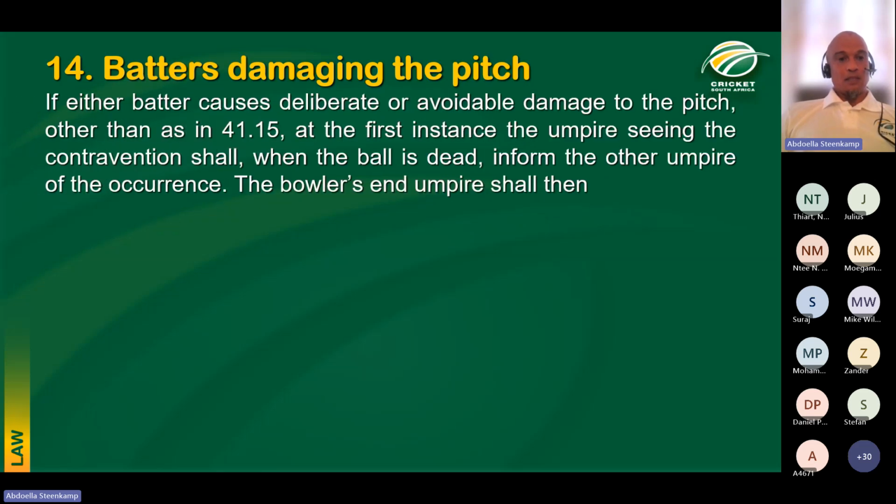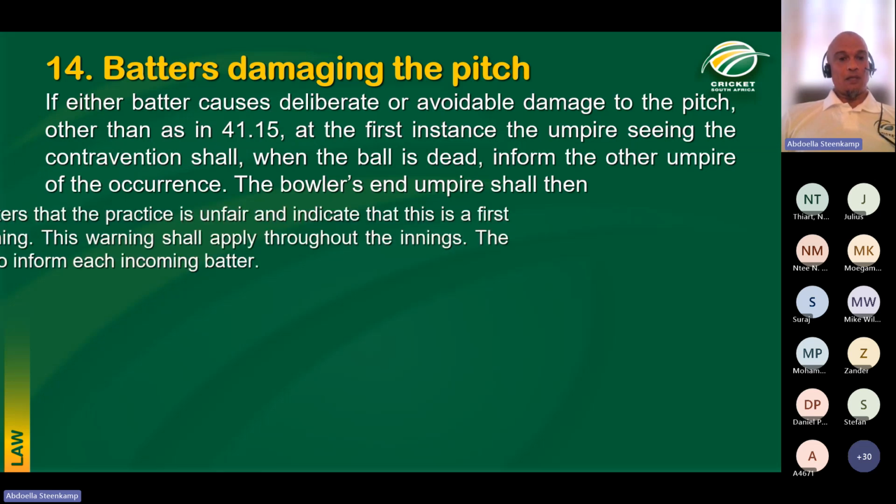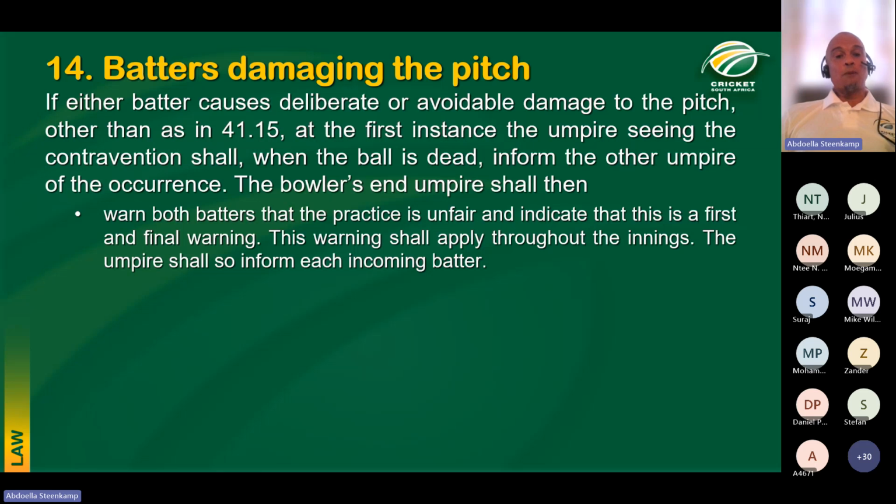So what happens if either batter causes deliberate or avoidable damage to the pitch? At the first instance, the umpire seeing this, when the ball is dead, informs his or her colleague that the batters caused deliberate and avoidable damage to the pitch. The umpires then warn both batters that what they did is unfair, and this is your first and final warning.